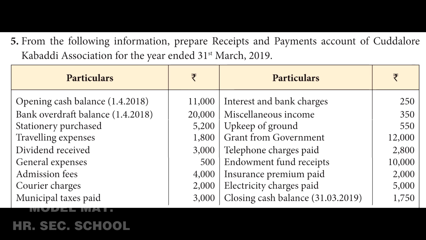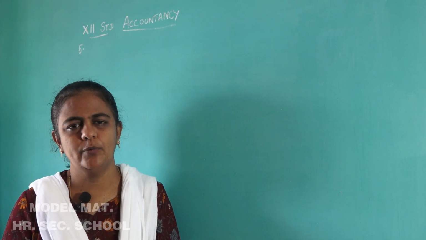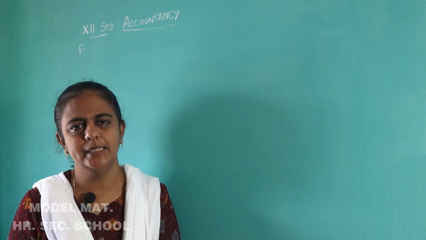Municipal taxes paid 3,000. Interest and bank charges 250. Miscellaneous income 350. Upkeep of ground 550. Grant from government 12,000. Telephone charges paid 2,800. Endowment fund receipts 10,000. Insurance premium paid 2,000. Electricity charges paid 5,000. Closing cash balance 31/3/2019 1,750. Okay children, read the question once fully before doing the sum.